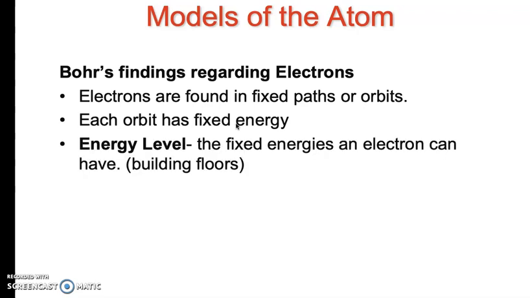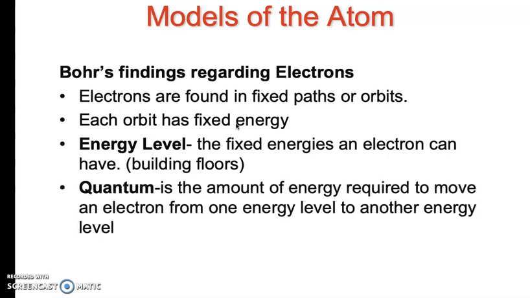Okay, so an energy level is the fixed energies an electron can have. Your book also uses building floors. Now, there's something called the quantum. Very important definition, kind of a weird spot for it, but it's a term that we're going to need to know. A quantum is the amount of energy required to move an electron from one energy level to another energy level. Like climbing up from the first floor to the second floor, it takes energy to move up.